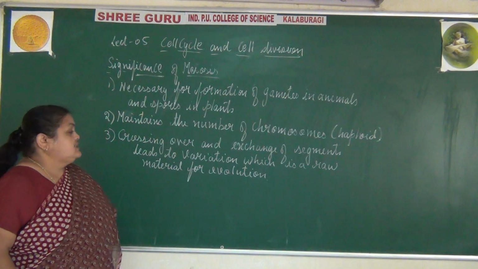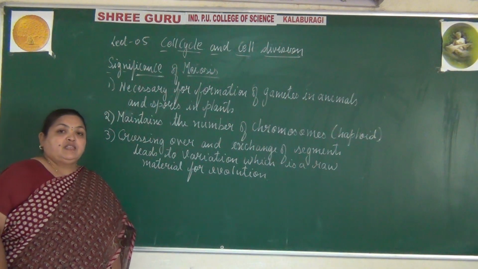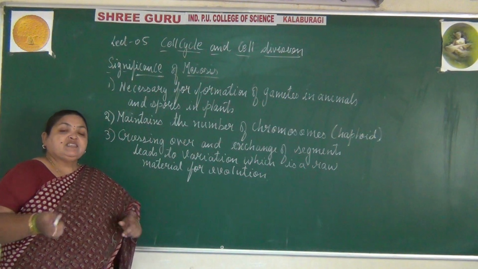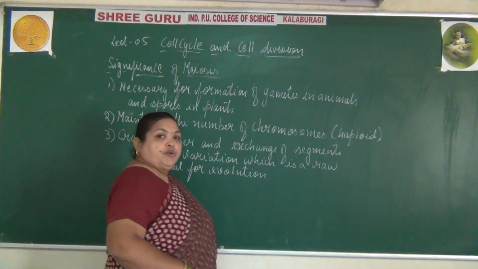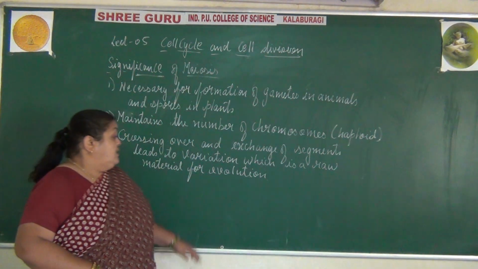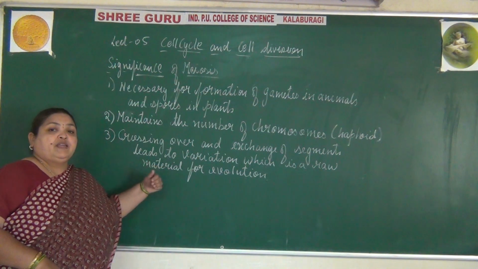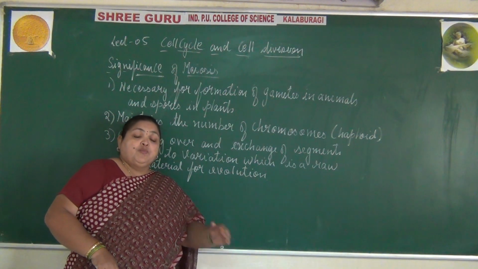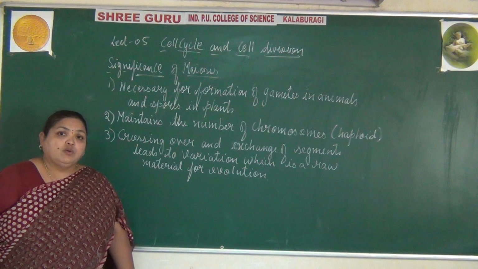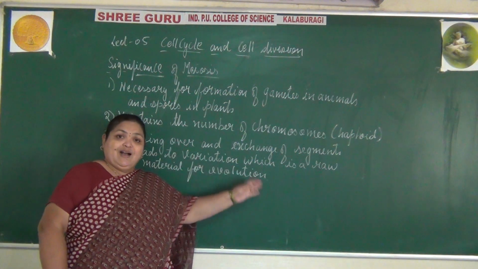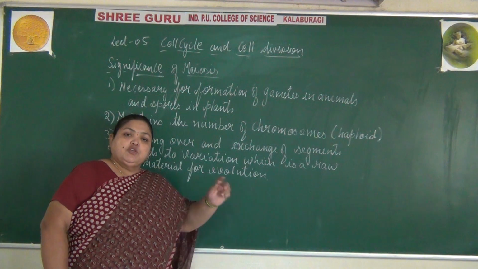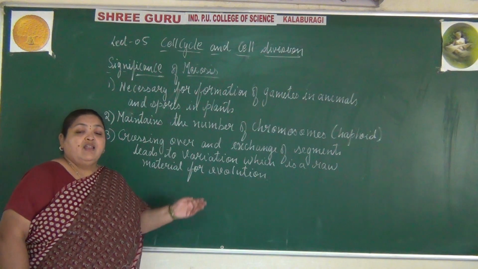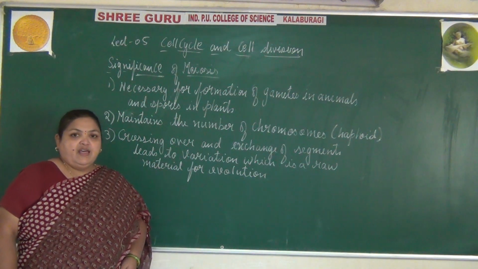As we have seen in the process of meiosis, crossing over occurs where there is exchange of the segments. During that exchange of segments, the genetic material is changed. Sometimes your siblings, your brothers and sisters, are not similar to you because crossing over occurs, where there is exchange of the segments. So this exchange of segments is nothing but variation in the genetic material, which is a raw material for evolution.